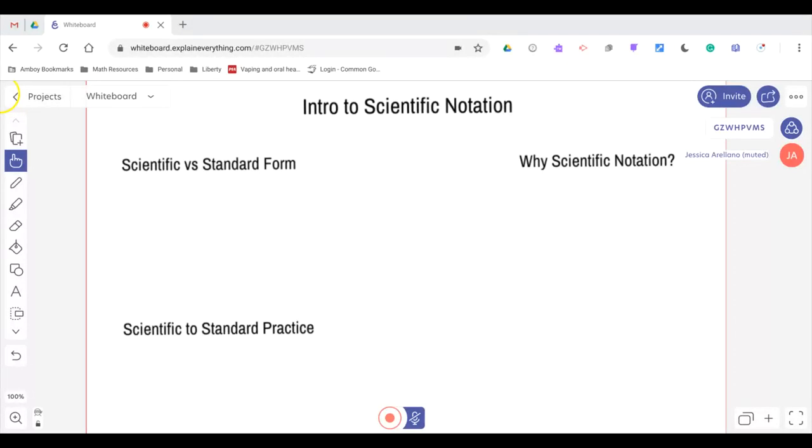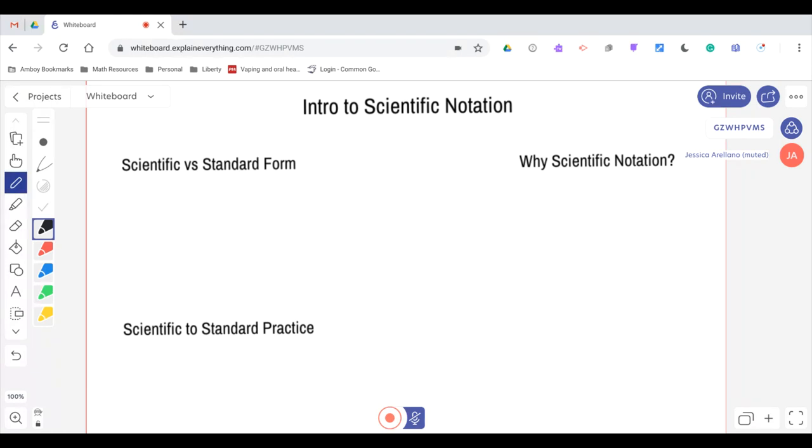Welcome back, Math 2. Today we're just going to get a little bit into scientific notation. Those of you in chemistry have probably been dealing with scientific notation for a good week or two right now. We are not going to get that in depth, but we are going to mostly learn how to switch between scientific and standard form.